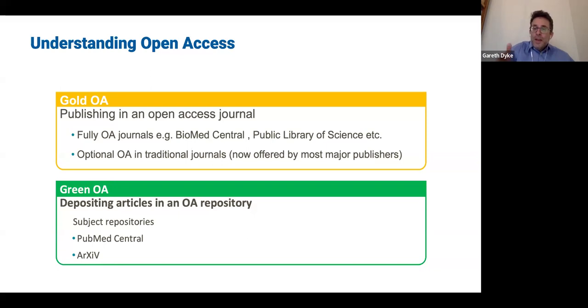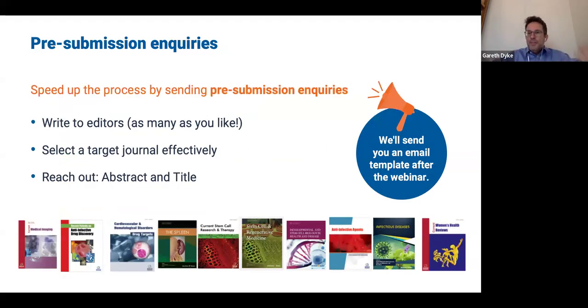And for many authors and many funding agencies, this is considered appropriate and okay for the positioning of a final article. However, when selecting a journal, when thinking about which journal to send your paper to, it's important to consider making pre-submission inquiries before you have finished the work to tee up and get a journal interested. You can write emails, as many as you like, to as many journal editors as you like. Speed up the process of article acceptance by sending pre-submission inquiries. Write to editors, select a target journal effectively, reach out to them with a title and abstract potentially.